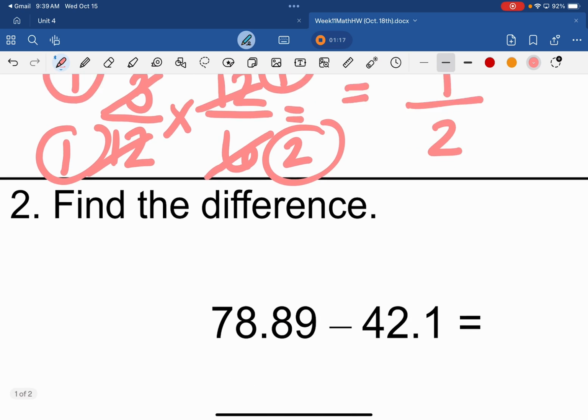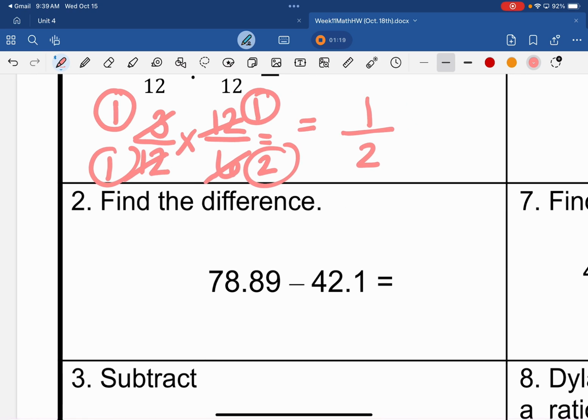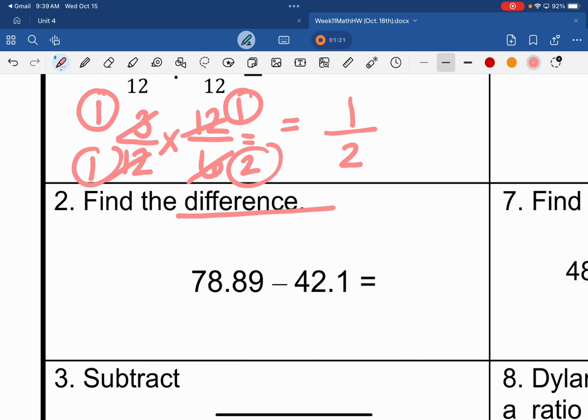All right. Yep, you got one. All right, find the difference. The only thing that you have to do with these is set them up by stacking them on top of one another and lining up the decimal. And then notice how I added a 0 at the end of the 42 and 1/10. It just makes it easier and flow better. Bring your decimal down and you're good to go.